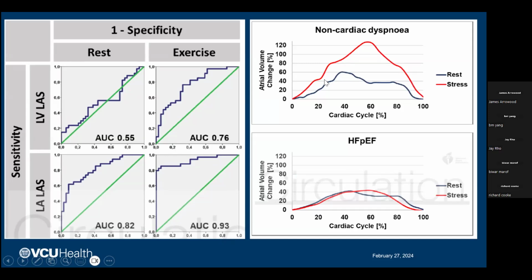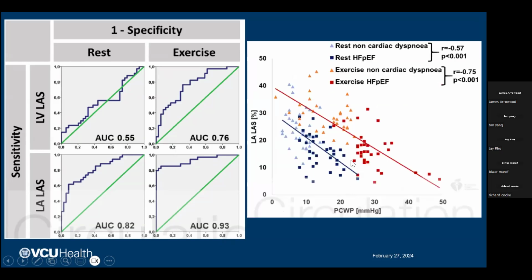The patients with non-cardiac dyspnea were able to augment their left atrial function during exercise compared to rest. And the patients with HFpEF had a blunted or absent left atrial augmentation with exercise. And these tended to correlate with the filling pressures obtained during right heart catheterization.